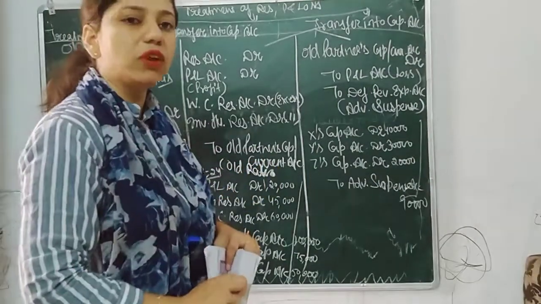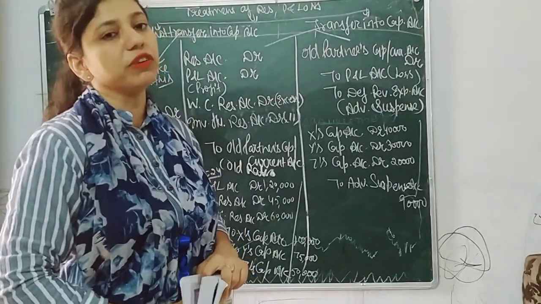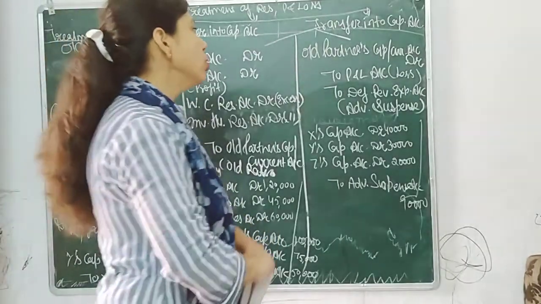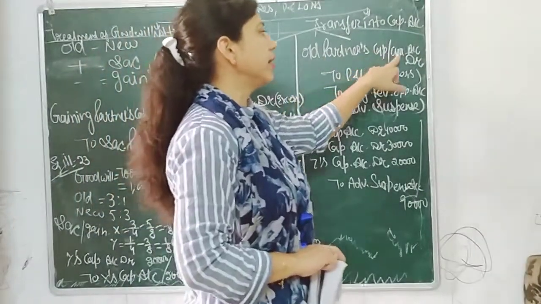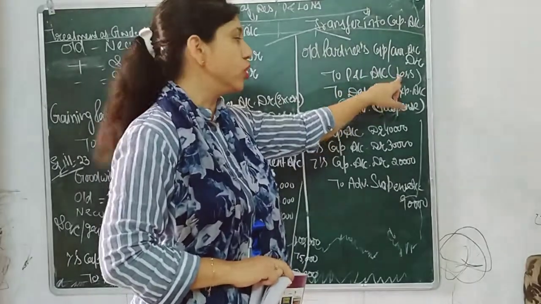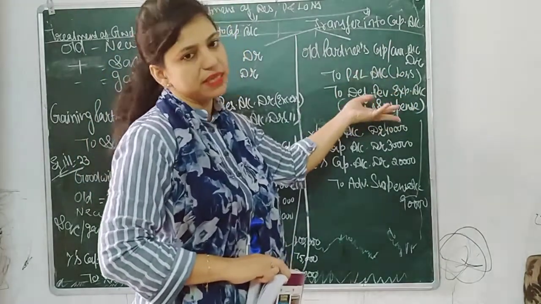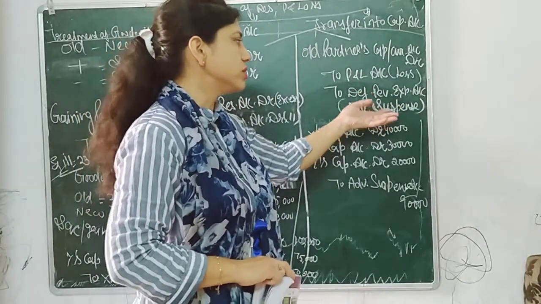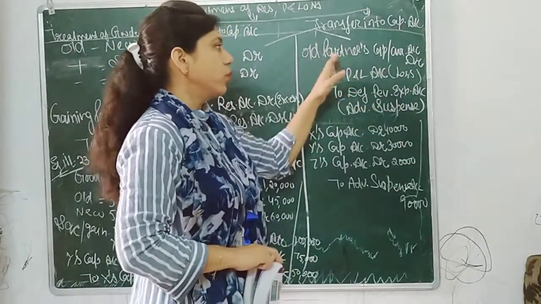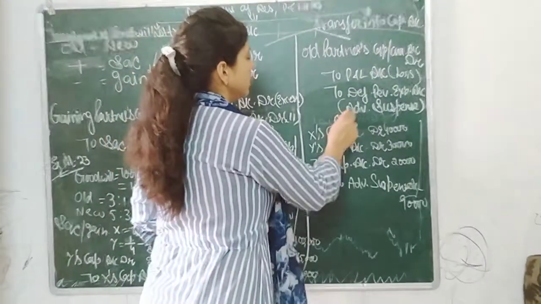Similarly, if we have a loss, then it will be credited because we just want to end it. So old partners' capital or current account debit to profit and loss account in case of loss, to deferred revenue expenditure account or advertisement suspense, which is also a loss. So old partners' capital account is debited in the old ratio.